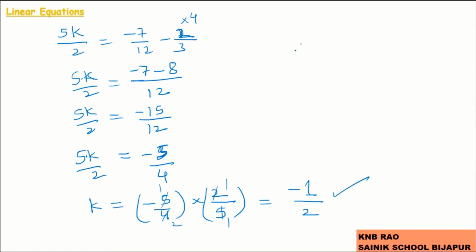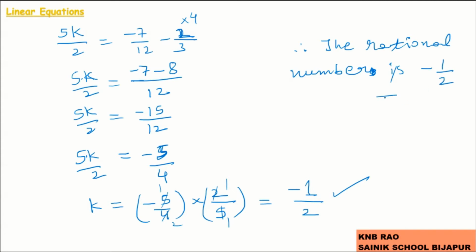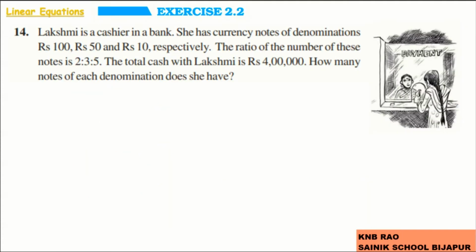The conclusion is therefore the rational number is minus half. So this is how we conclude. Now coming to question number 14, a very important question. Go through the question first.